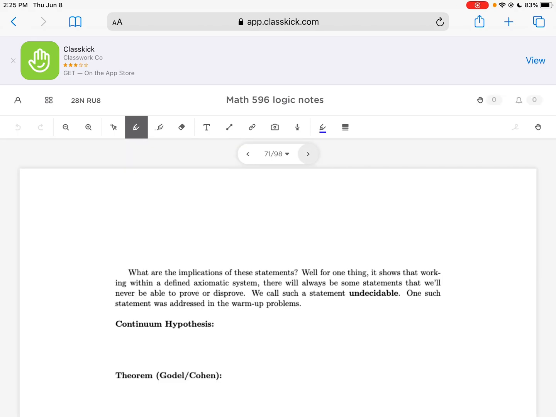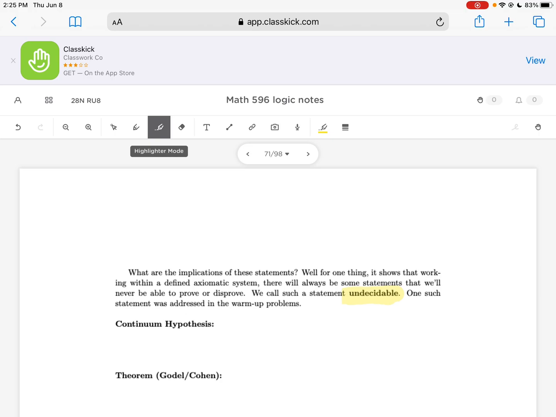So why is that important? What are the implications? Well, for one thing, it shows that if we're working within some defined axiomatic system, like ZF or others, there are always going to be some statements that we'll never be able to prove and never be able to disprove. This is what we're going to call an undecidable statement. And again, undecidable is a relative term, relative to whatever axiomatic system you're working in. We're usually working in ZF, right? But undecidable here just means that within that particular system of axioms, there's no way to prove it and no way to disprove it.